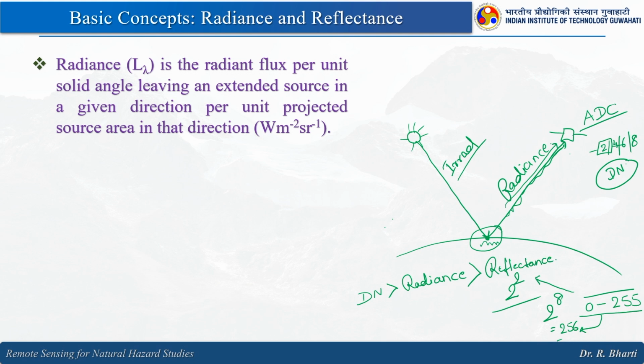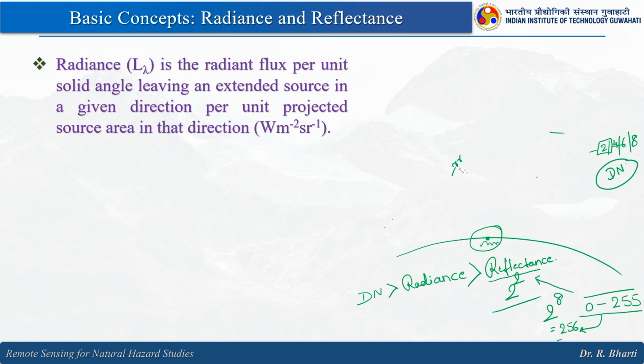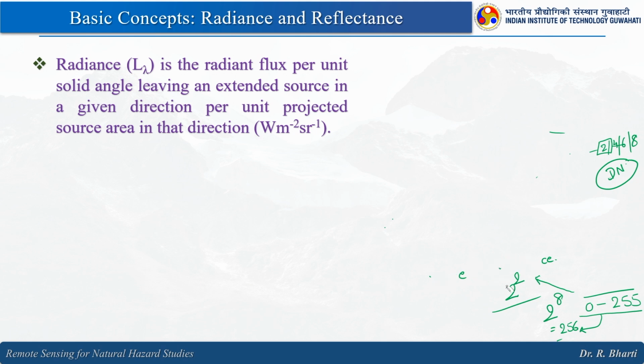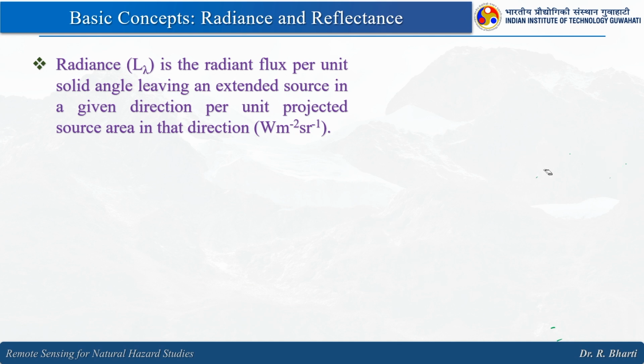Right. So, once we have this, then we can consider this is a unique. How? Again we will discuss that part, right. So, we will start with the radiance, which is L lambda. It is the radiant flux per unit solid angle leaving an extended source in a given direction per unit projected source in that direction. So, here the unit of the radiance is watt per meter square per steradian, right. So, this watt per meter square per steradian, that will be used to define our radiance.